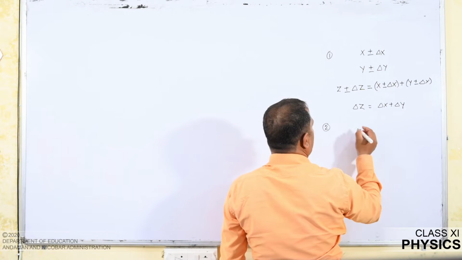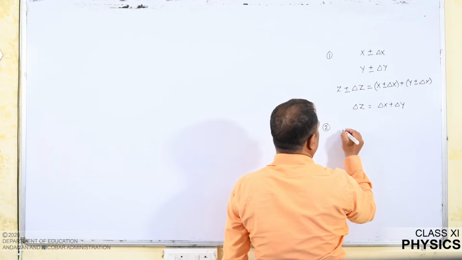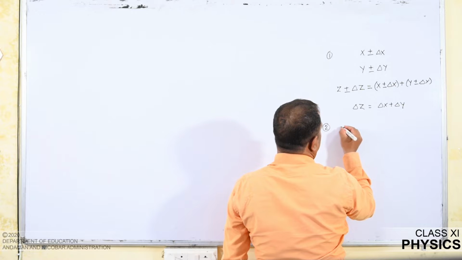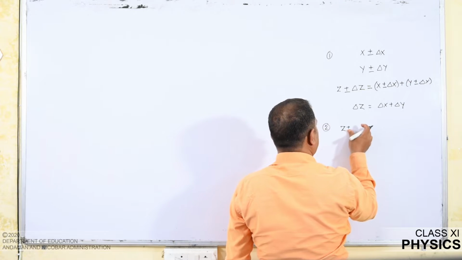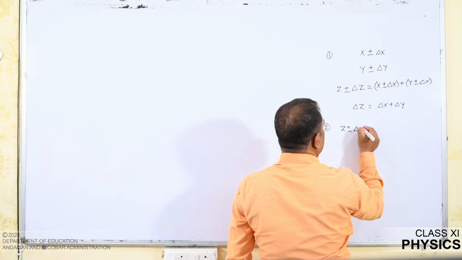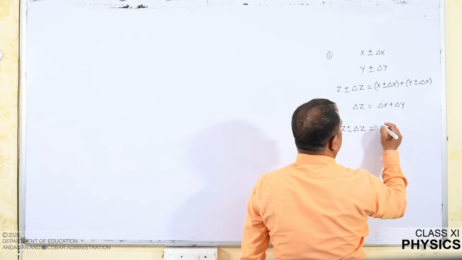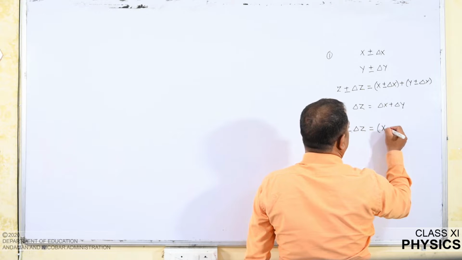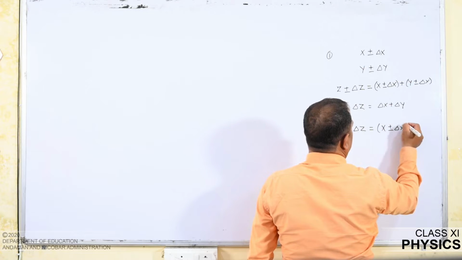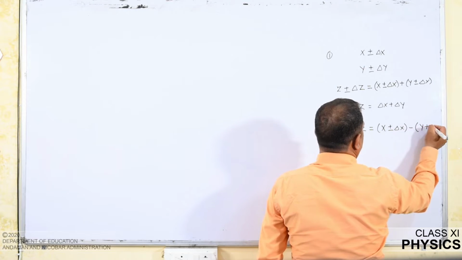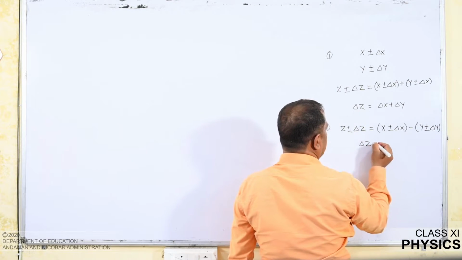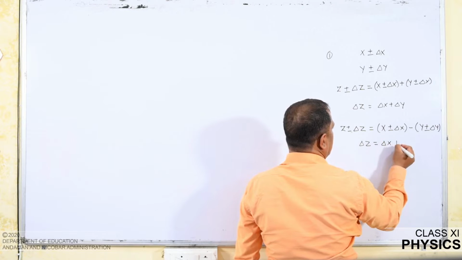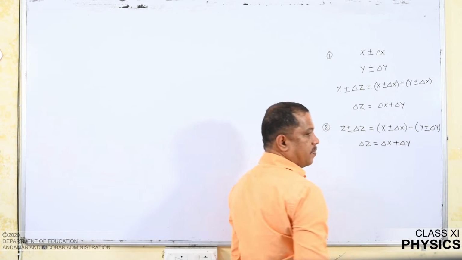Second, we saw that when we subtracted the two, the maximum error present in the difference, x plus or minus delta x minus y plus or minus delta y, is again, for z, equal to delta x plus delta y.